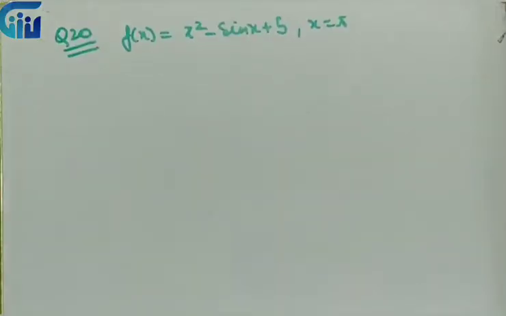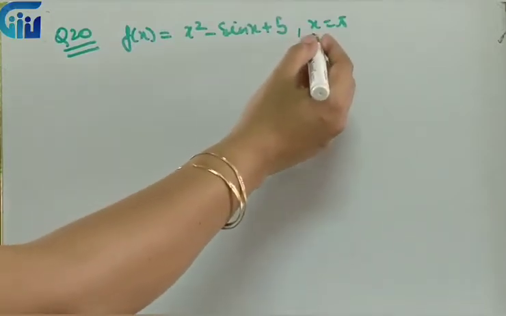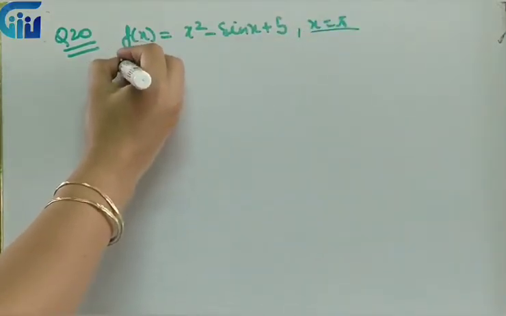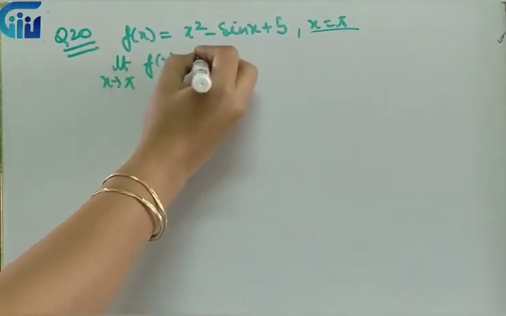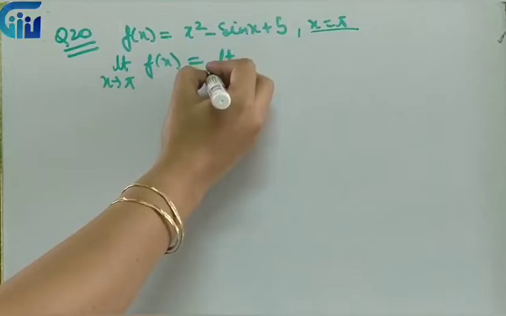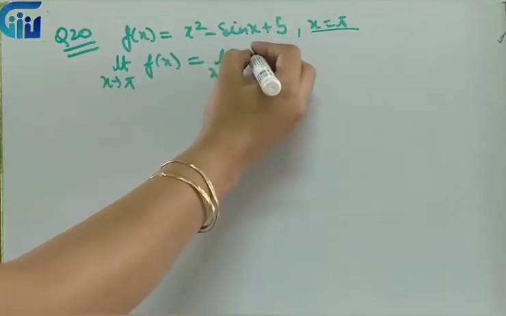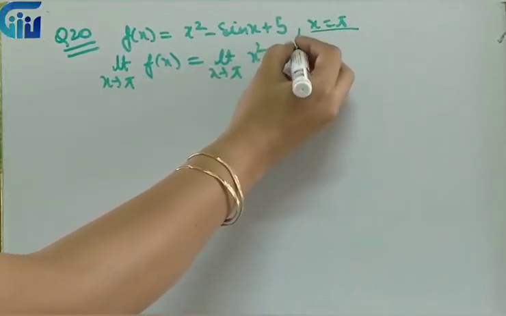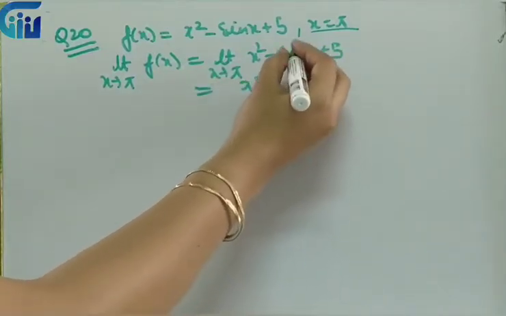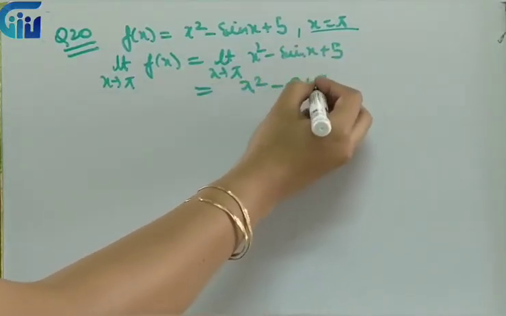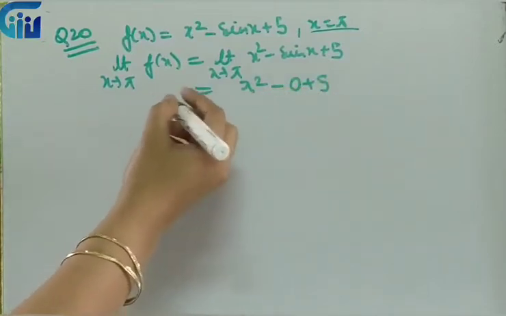Question number 20. Now again, we have a function x square minus sin x plus 5 and the point is given as x is equal to pi. We have to check the continuity at this particular point. So what I will do, I will just write limit x tending to pi of f(x). Since the function is not behaving differently at pi, I will apply the first definition. So it is x square minus sin x plus 5. So it will come out as pi square minus sin pi, and sin pi is 0, plus 5. So pi square minus 0 plus 5, which is pi square plus 5.